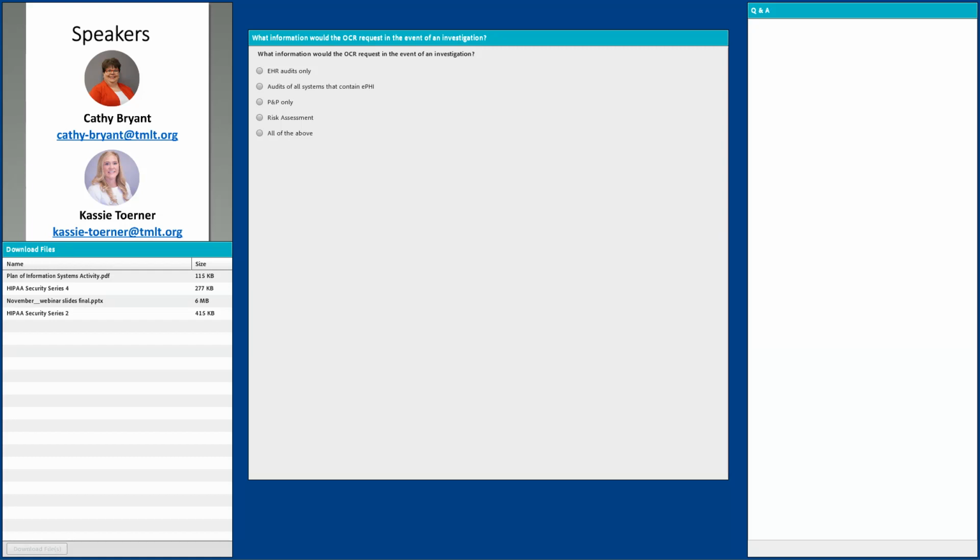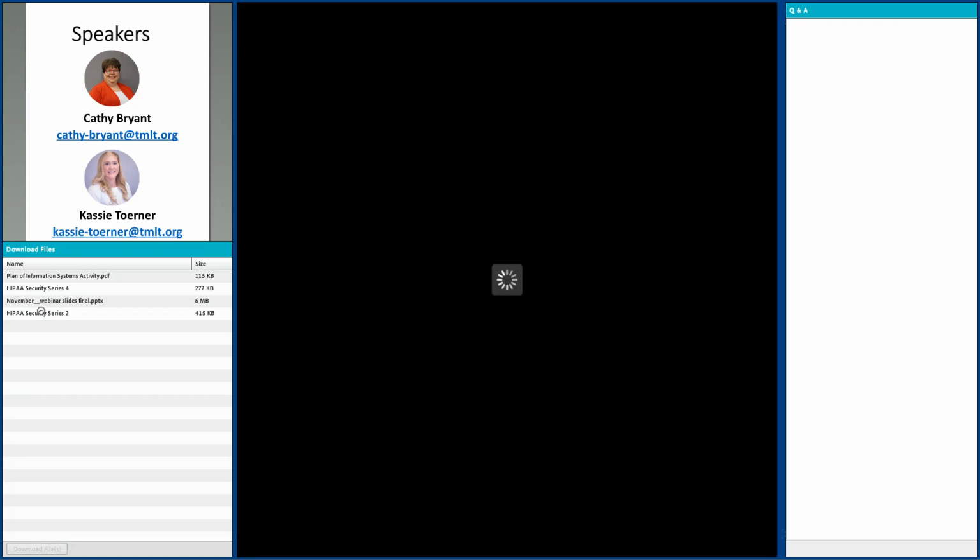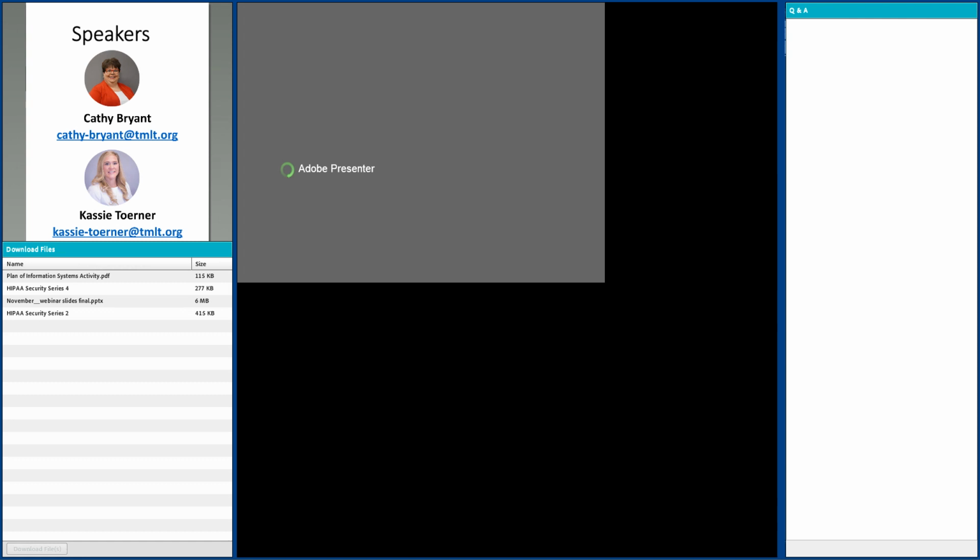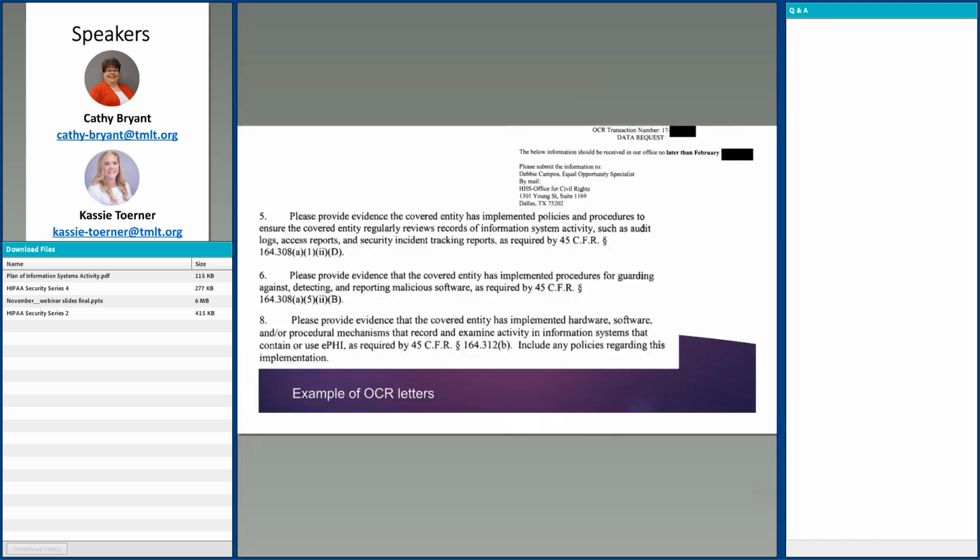So let's take another polling question. What information do you think the OCR would request in the event of an investigation? Again, simply click the circle next to your response. EHR audits only, audits of all your systems that contain EPHI, they would only be asking for your policy and procedure, they would only be asking for your risk assessment, or all of the above. Looks like most people are catching on that all of the above would be the correct response.